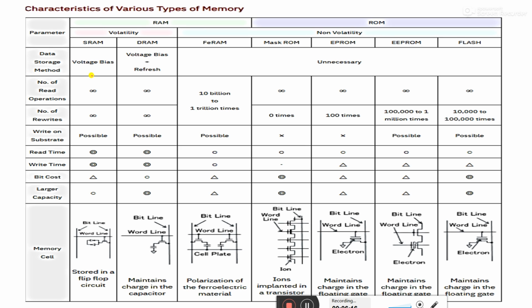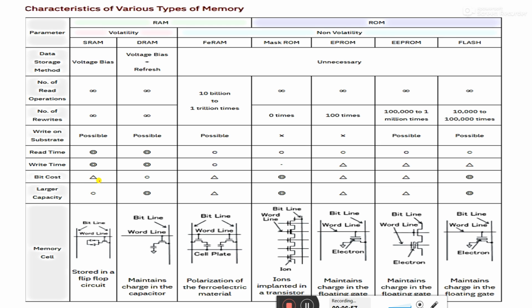So the data storage method is voltage storage. SRAM has the voltage bias, and DRAM has voltage bias plus refresh. The number of read and write operations is infinite in both cases. Let's discuss first about the SRAM and DRAM, and then we will discuss the others. So the number of rewrites is infinite. Write on substrate is possible. Read time is nearly zero, and write time is also nearly zero per bit.